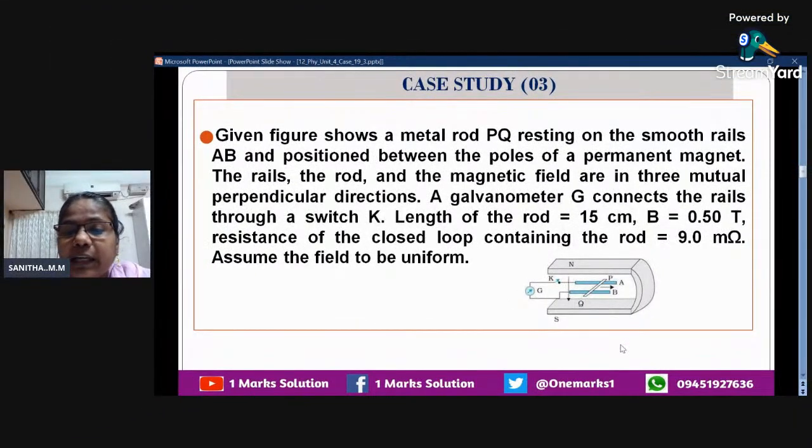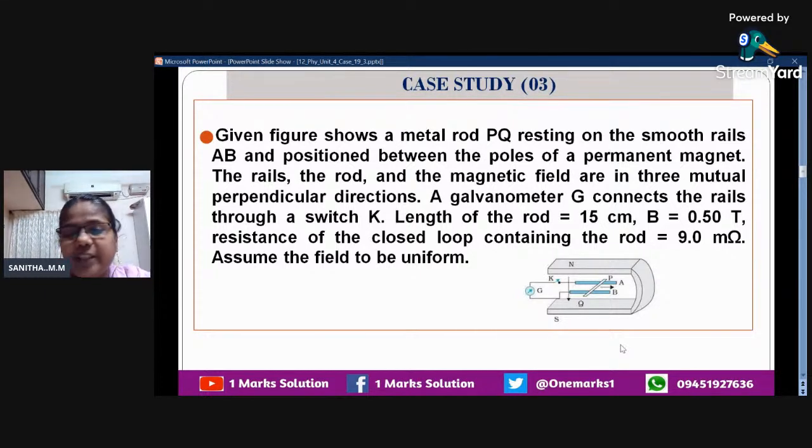So here, if there is any current in these rails, the galvanometer shows a deflection. From that we can understand that there is a current. The switch is also there. If we need it, we just have to turn it on. Then we can look at what parameters are given.